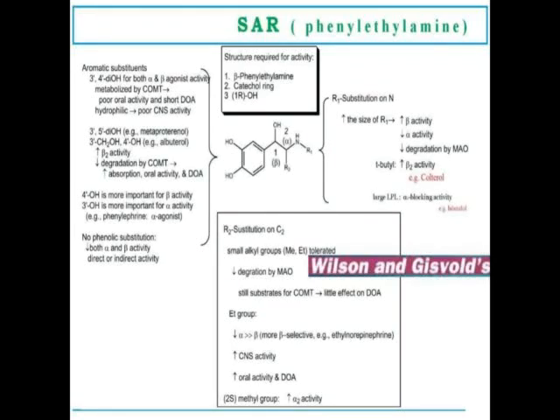Good morning, class. Last time we saw the SAR for the adrenergic agents. Generally, the SAR of adrenergic agents is classified into two parts: the SAR regarding the adrenergic agents which have the phenylethylamine in their structure, and the second one, which have an imidazoline ring in their structure. Last time we saw the SAR of adrenergic agents having phenylethylamine in their structure.